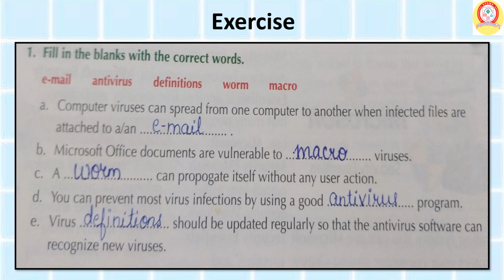B1. Microsoft Office documents are vulnerable to dash viruses. It's macro viruses. C1. A dash can propagate itself without any user action. So, worm. A worm can propagate itself without any user action. D1. You can prevent most virus infections by using a good antivirus program.